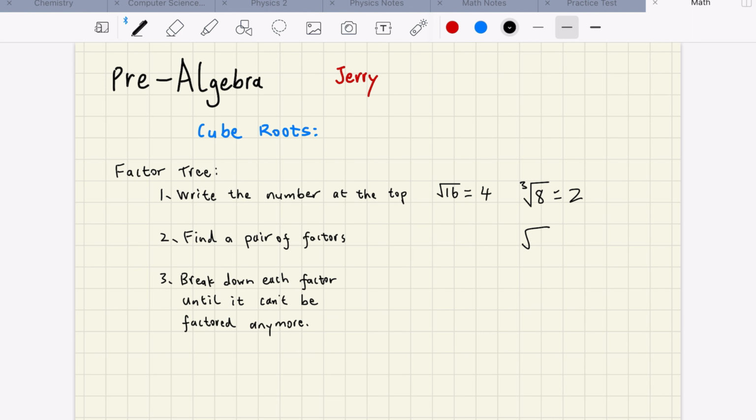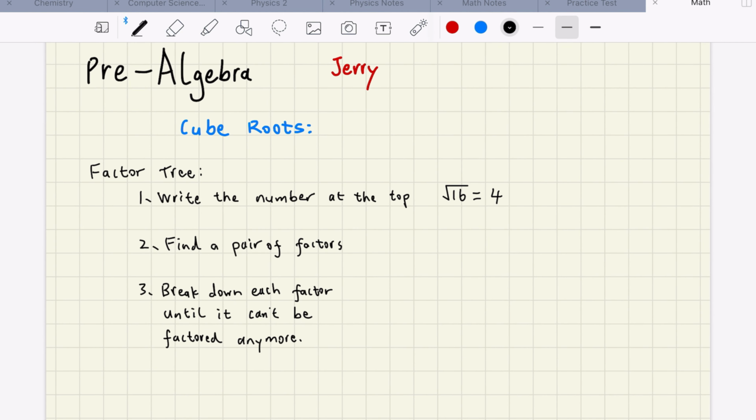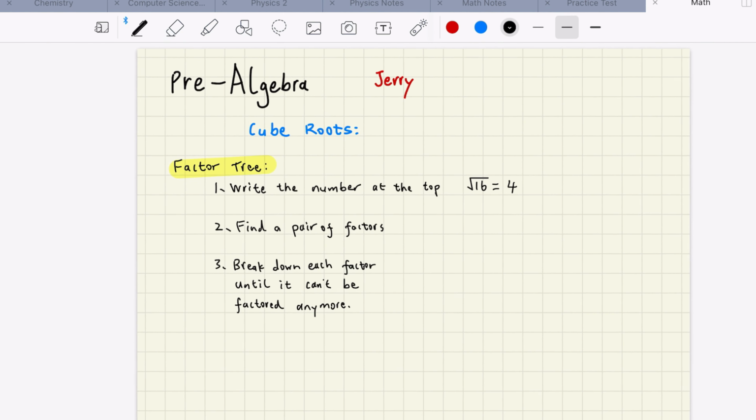Now you probably have the 4th root, the 5th root, and a lot more roots, but the 2 most important ones are probably the square roots and the cube roots, which you need to know how to do. So last time we learned a factor tree. So let's remind ourselves what a factor tree is. A factor tree is a method to solve root problems. You can use it for square roots, but you can also use it for cube roots.